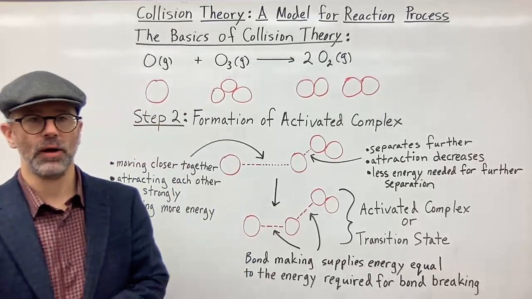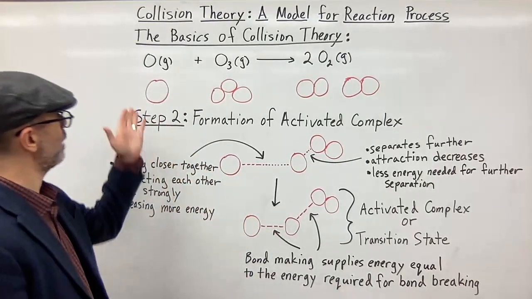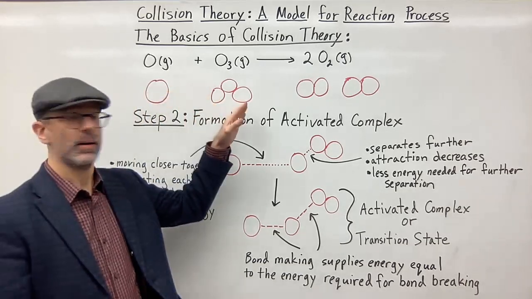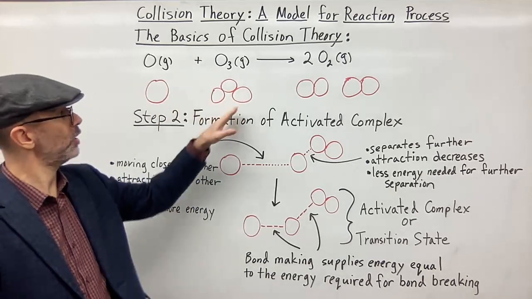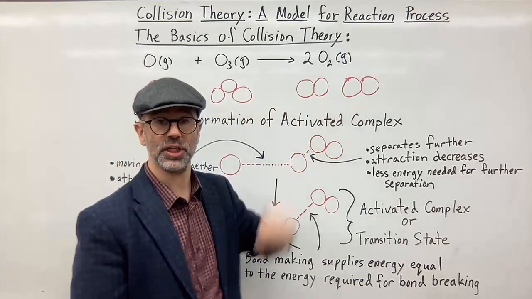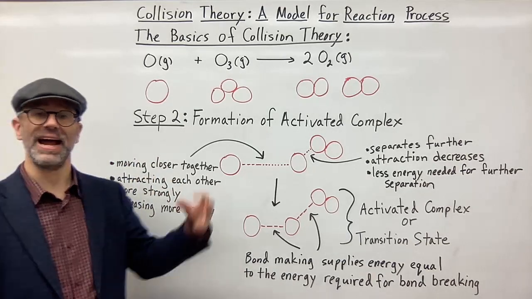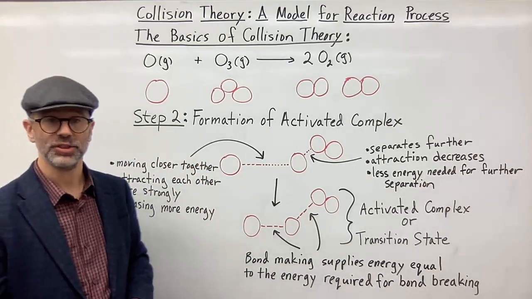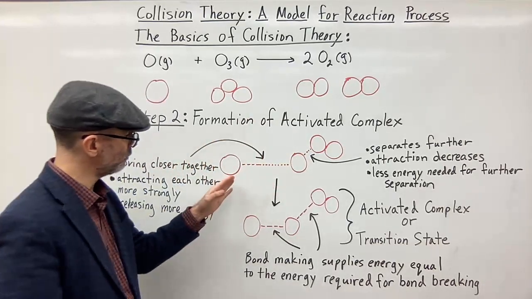Okay, so welcome back. In the second step of this reaction, reminder, this is the reaction we're looking at: an oxygen atom reacts with an ozone molecule with three oxygens, and that's going to form two oxygen molecules. In the first step, we saw that they have to collide together, bonds are going to start to be formed, and bonds are going to start to break. So here's where we left off.